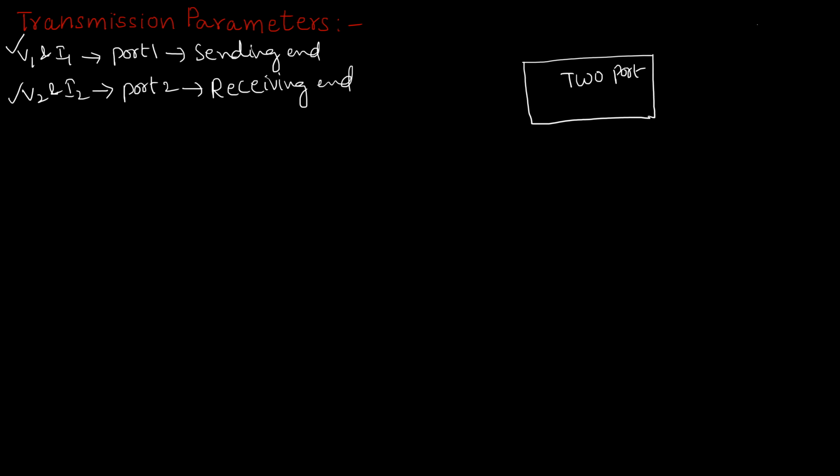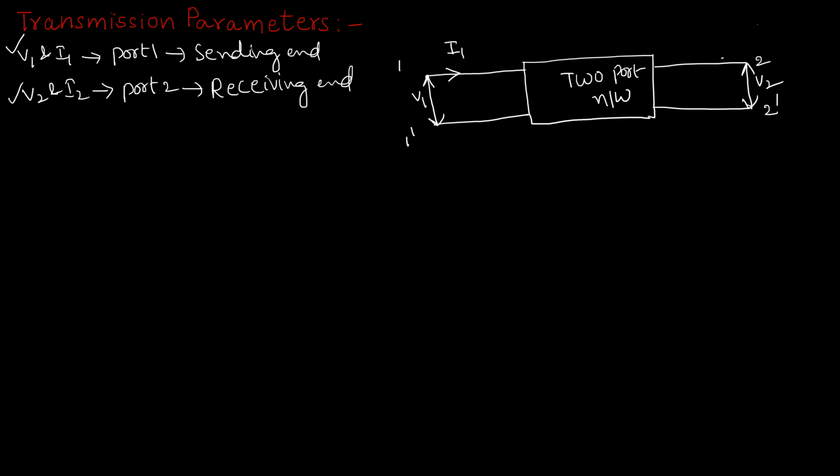This is port 1. Let me write the names: 1, 1 prime. Second port, 2, 2 prime. I'm also expressing the variables here. This is V1, port 1 voltage. This is I1, port 1 current. Similarly, on the receiving side, this is V2, this is I2, the output port voltage and current.